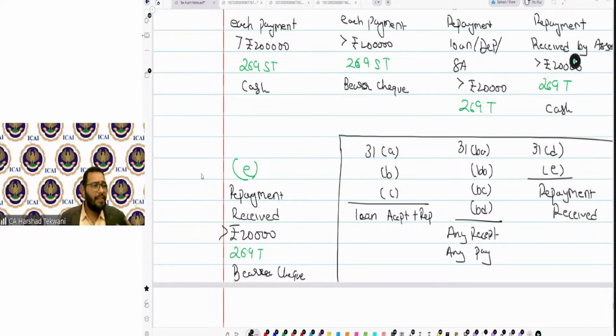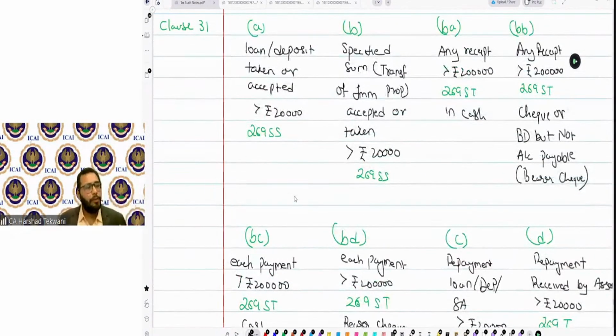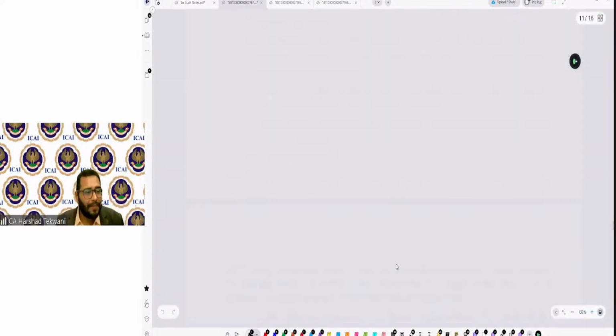So if any such transactions are there which exceed the limits which are given, okay, transaction with respect to loan or deposit accepted in excess of 20,000, transaction with respect to specified sum exceeding 20,000, any receipt exceeding 2 lakh rupees in cash or bearer check, okay, then these are required to be reported in relevant clauses with specified details.